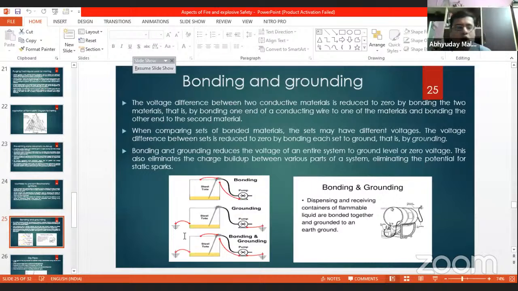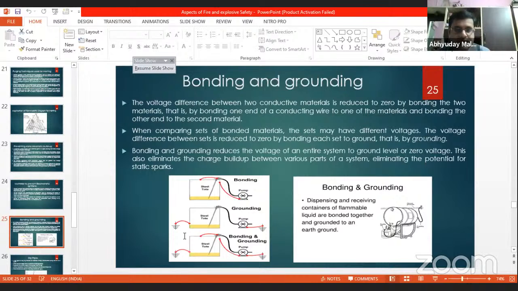These two are common methods for eliminating dangers because of static buildup: bonding and grounding. As you can see in the figure, if two materials are conductive, then the voltage difference between these two conductive materials is always kept zero by bonding these materials. That is, I bond one end of a conducting wire to one of these materials and the other end to the second material.